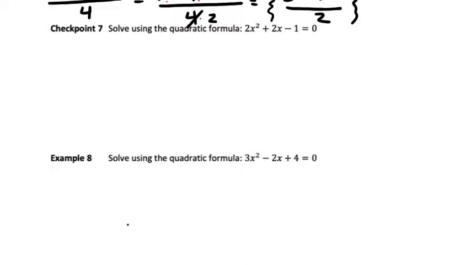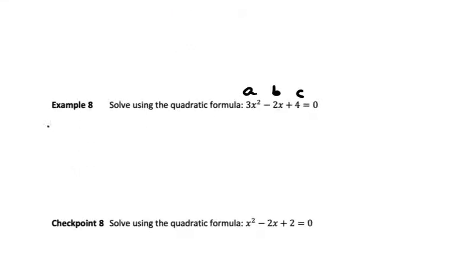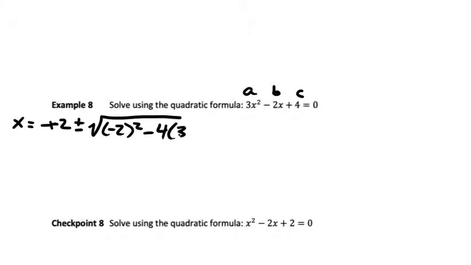The last example that we're going to look at is example 8, and this is another solve using the quadratic formula. So we're going to start with labeling A, B, and C and then plugging in. The simplifying on this one is going to be a little bit different, which is why we're doing this example. So starting with negative B, that's negative 2. So changes to plus or minus, square root of negative 2 squared minus 4 times A times C, all over 2A.